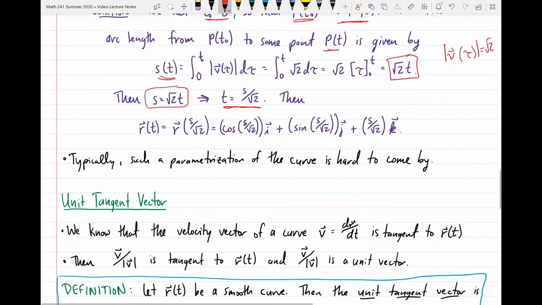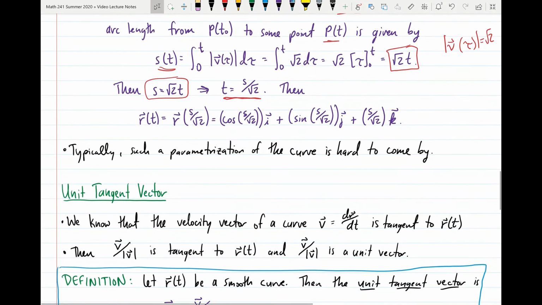And this is what we needed to give a parameterization of r with respect to s. So now r of t is going to be equal to r of s divided by the square root of 2. And of course, this is equal to cosine of s divided by the square root of 2 i plus sine of s divided by the square root of 2 j plus s divided by the square root of 2 k.